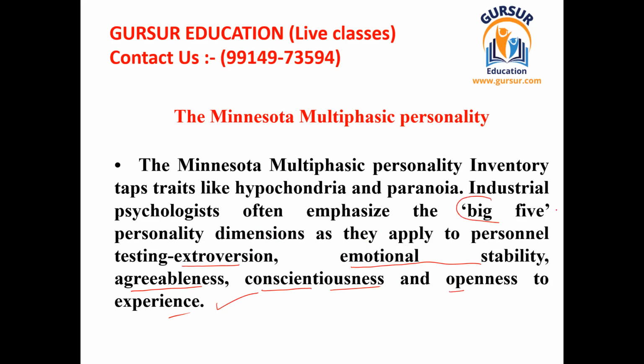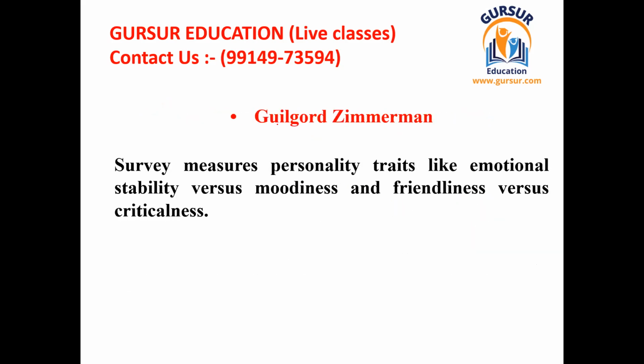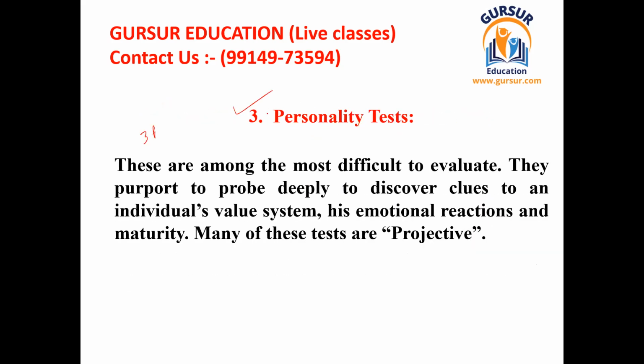This is also known as the big five personality dimensions or personality traits, which we shall also go into in the subject of consumer behavior. So this is known as the Minnesota Multiphasic Personality test, which is usually conducted to check traits like hypochondria and paranoia, and takes into consideration all these big five personality traits. So these are the different types of tests under the personality test, which are conducted for finding suitable candidates.